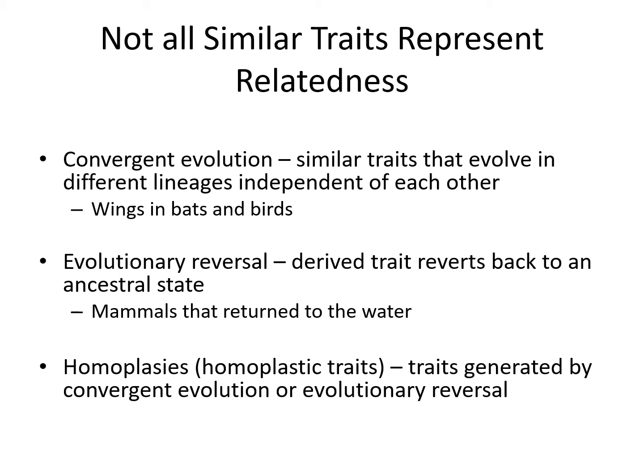I always think of dolphins and sharks. They look very similar because they live in the ocean and they're carnivores and they do similar things. They swim, they eat. But they evolved those body shapes at very different times because dolphins are mammals and sharks are fish.